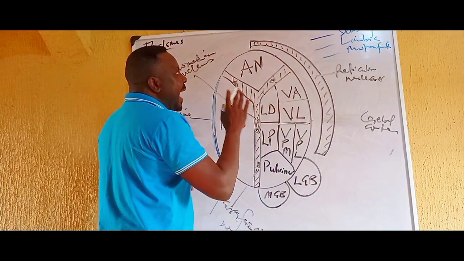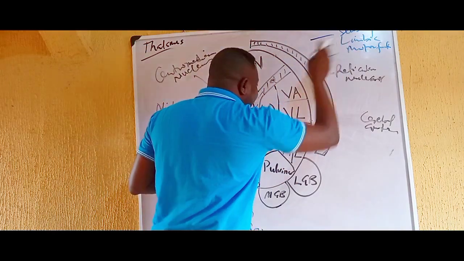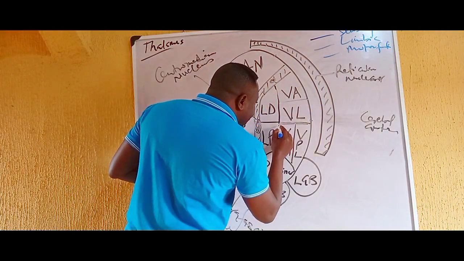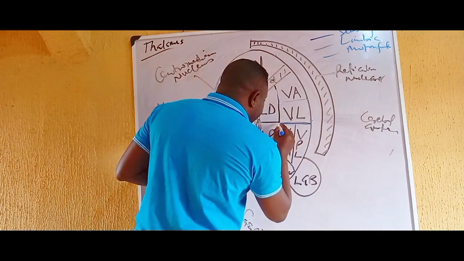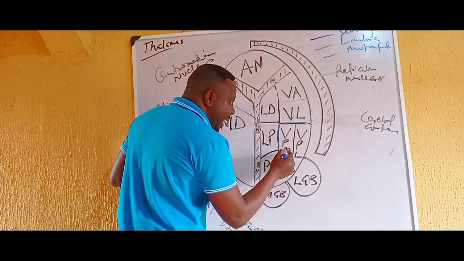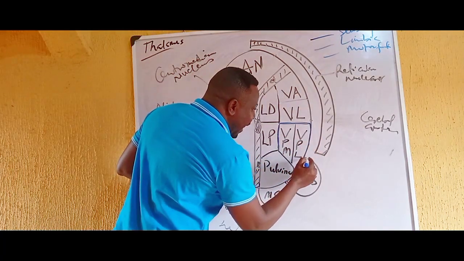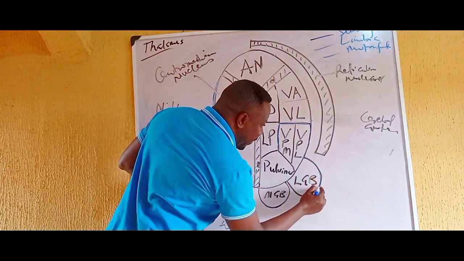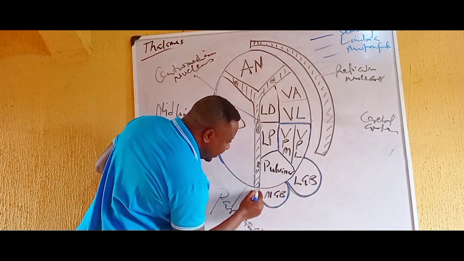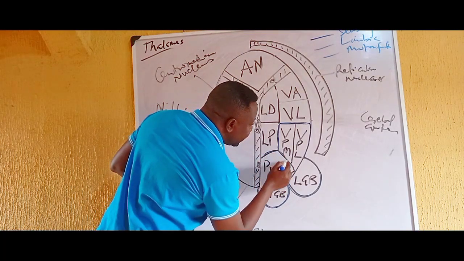The nuclei that are actually involved in sensory function are the ventral posterior nucleus, which consists of the ventral posteromedial and the ventral posterolateral nucleus. And then, of course, we have the lateral geniculate body, the medial geniculate body, and also we can include the pulvinar.